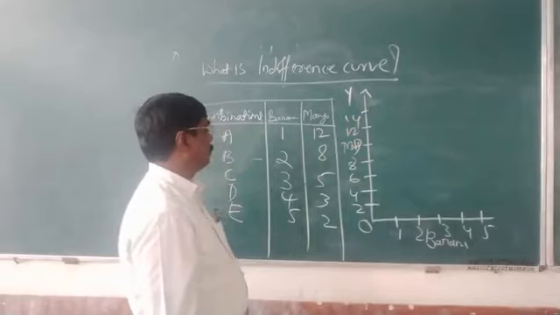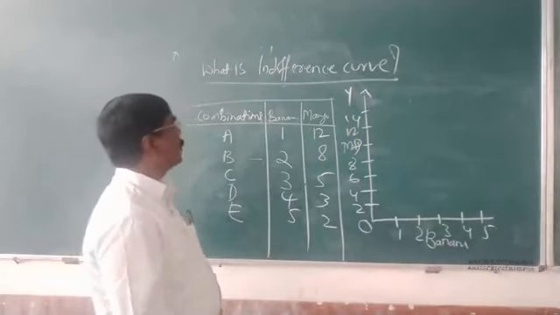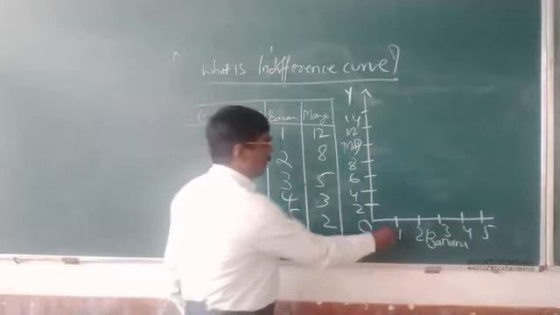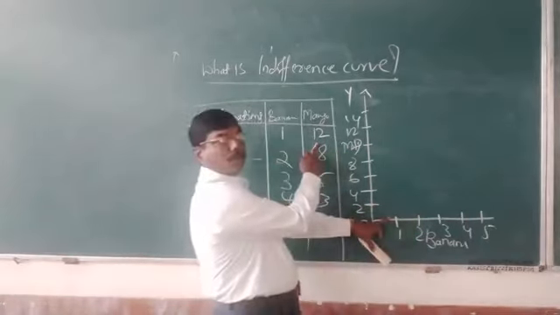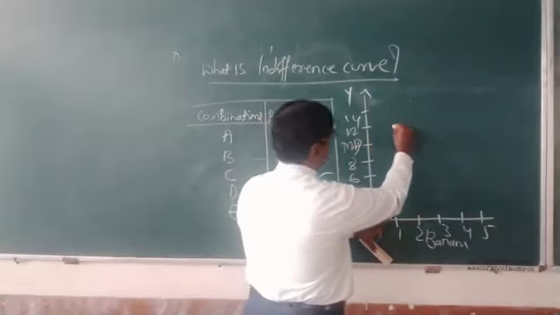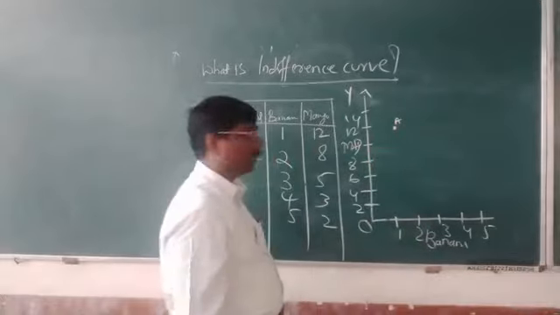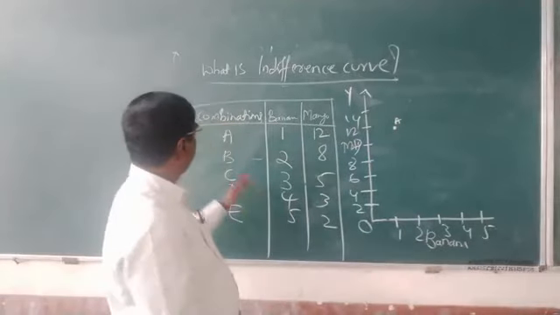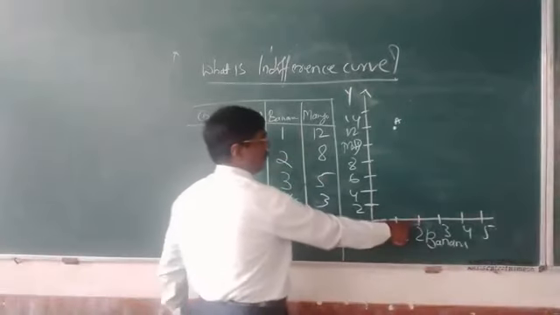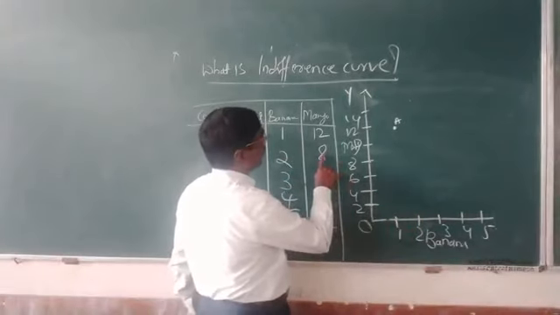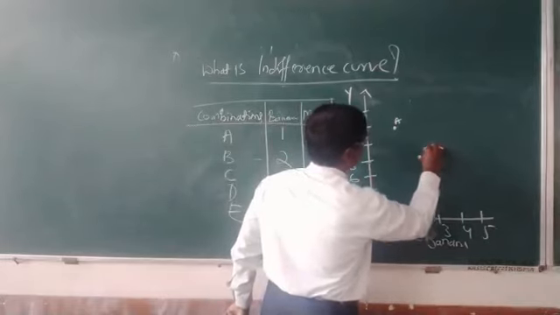So the A combination includes 1 banana and 12 mangoes. So here is 1 banana and 12 mangoes. This is the A combination. Then we have the B combination. The B combination includes 2 bananas and 8 mangoes. So here this point is B.